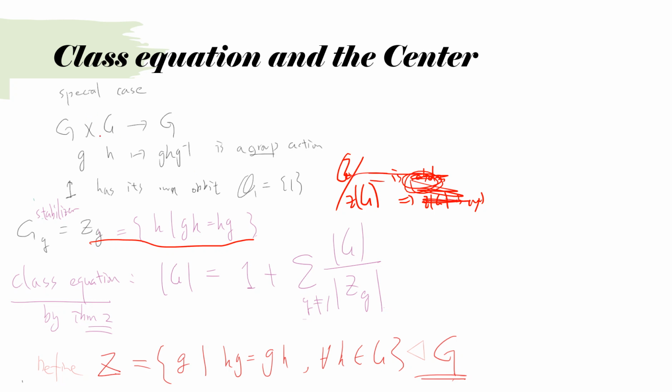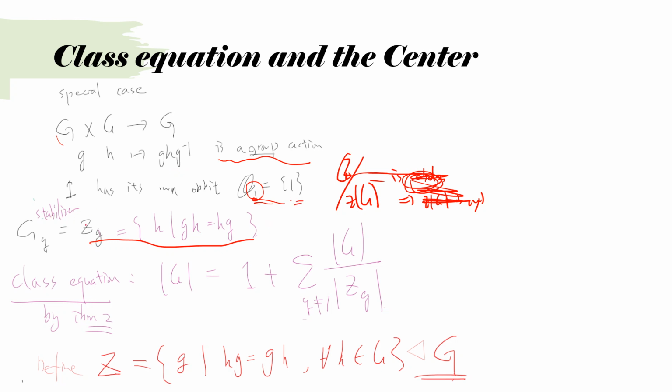Okay, so the special case is that I let G act on G itself, and I define g·h to be g h g inverse, and this is obviously a group action. Okay, because the identity g fixes h, right? And in this example, the identity has its own orbit, right? Because when h equals 1, every g gives 1. So the orbit of the identity element will be the identity itself.